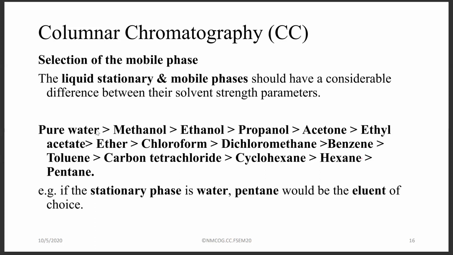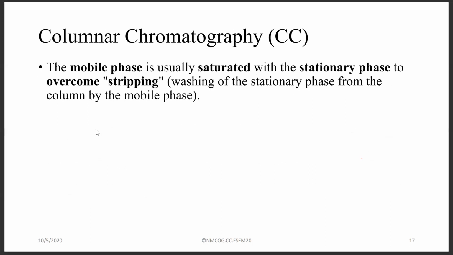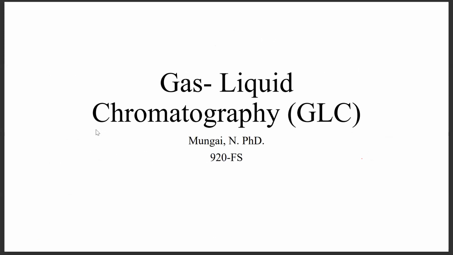What does this mean? It means that we'd want our stationary phase and our mobile phase to be completely different in terms of their polarity. So if you're using a polar mobile phase, you want a highly nonpolar, or highly lipophilic, stationary phase. The mobile phase is usually saturated with the stationary phase to overcome stripping, which is the washing of the stationary phase from the column by the mobile phase.